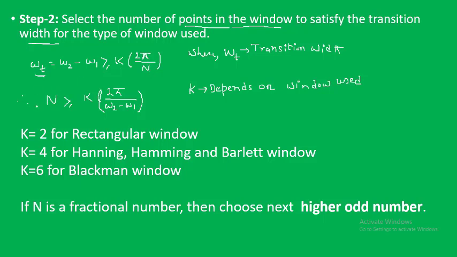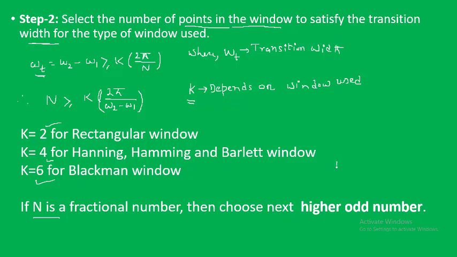So that means N should be greater than or equal to K 2 pi by omega 2 minus omega 1. Now K is a constant that depends on the type of window used. For example, for a rectangular window K is 2, for Hamming window and Bartlett window K is 4, and 6 for the Blackman window.